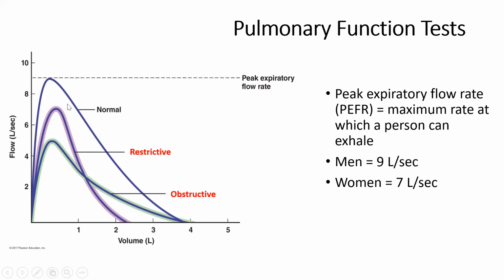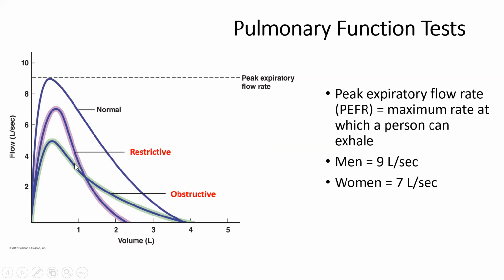And so looking at our curve here, again, flow, which is the rate, the amount of volume with time. So this is a rate, and then volume here at the bottom. And looking at our normal curve, we can reach our peak expiratory flow rate, again, in under 1, really quickly, right? So we can achieve that really quickly in terms of the rate here.